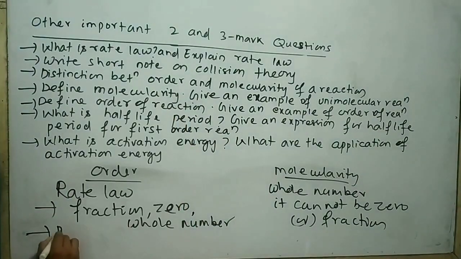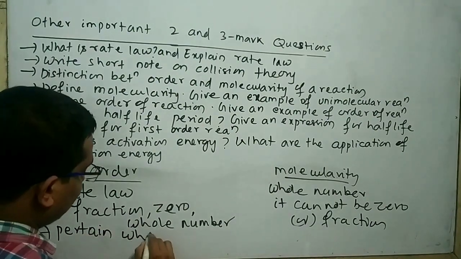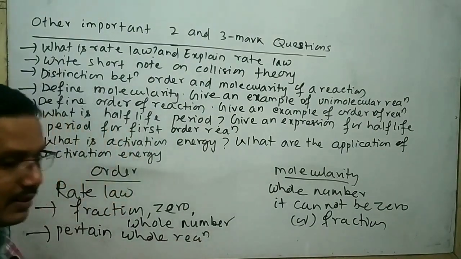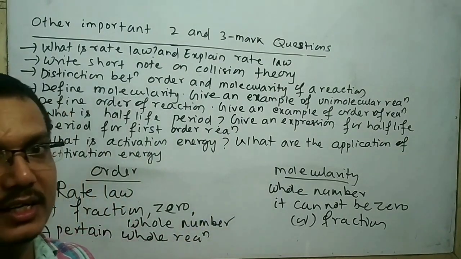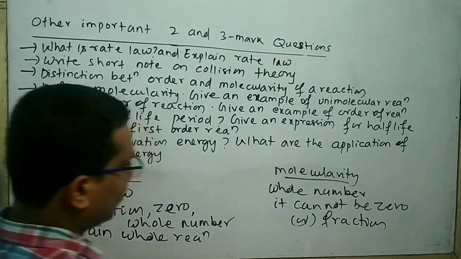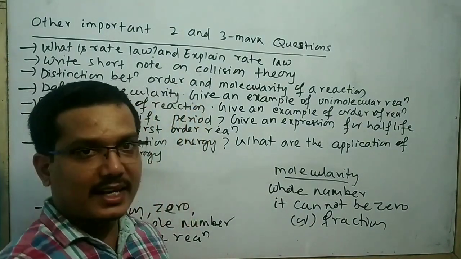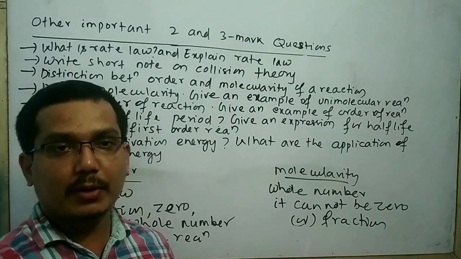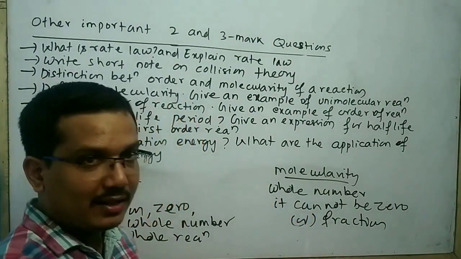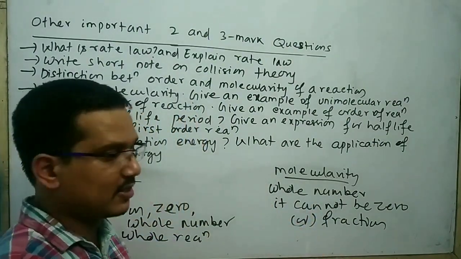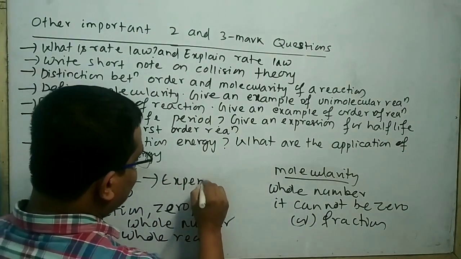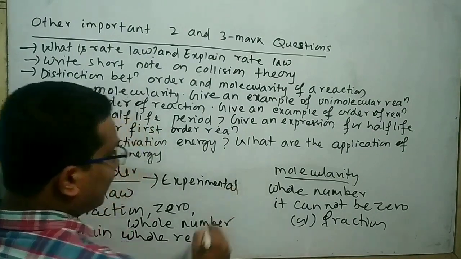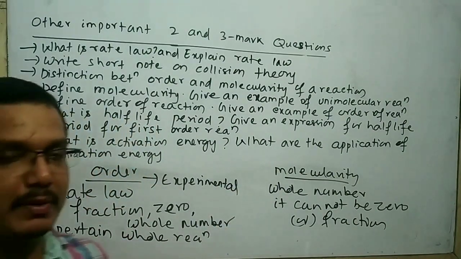Order of reaction pertains to the whole reaction. That means order of reaction indicates the reaction completely. But remember, molecularity of a reaction cannot pertain to the whole of the reaction. It only pertains to a single step of a reaction. Always remember, order of reaction can be calculated experimentally. That means it needs the help of experimental data.